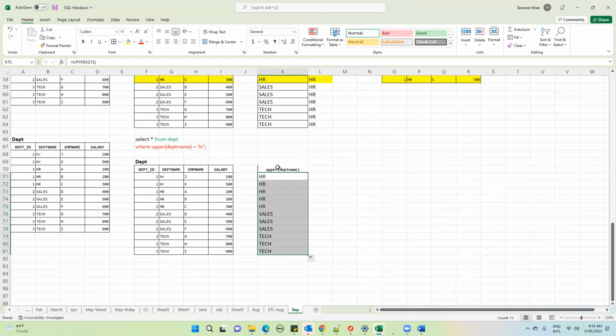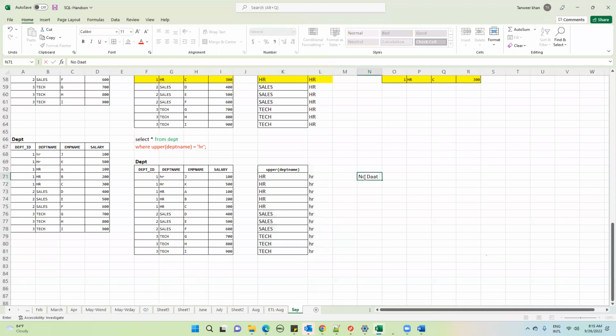So everything is converted in uppercase. This task is over. Now you are telling the SQL engine to compare this with lowercase HR. Now tell me, are they both same? No. So none of the records matches it. That's what the output is.